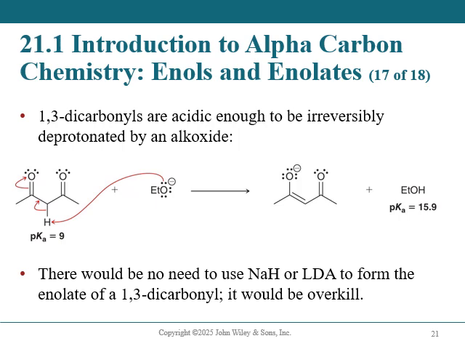1,3-dicarbonyls are acidic enough to be irreversibly deprotonated by an alkoxide. So here, for example, we have an alkoxide. It deprotonates that 1,3-dicarbonyl and it generates that enolate. And as you can see, the arrow is going in one direction, so that indicates that you don't have an equilibrium. This is an irreversible process. In this case, there would be no need to use sodium hydride or LDA to form the enolate of a 1,3-dicarbonyl. It would be overkill, and if you're in a lab, neither sodium hydride or LDA are things that you really want to use if you don't have to, so you probably won't.